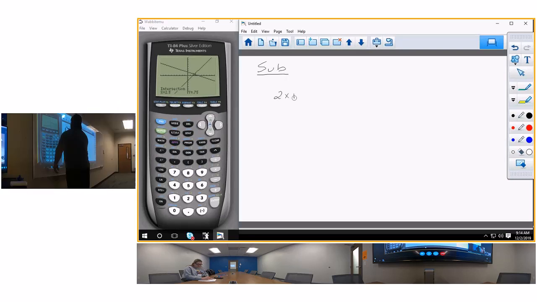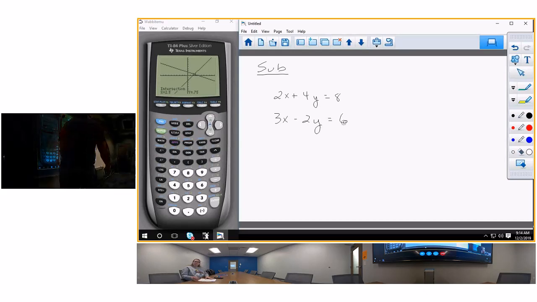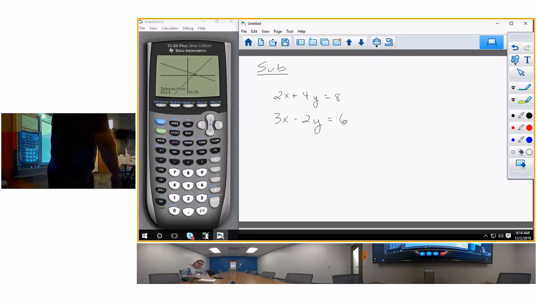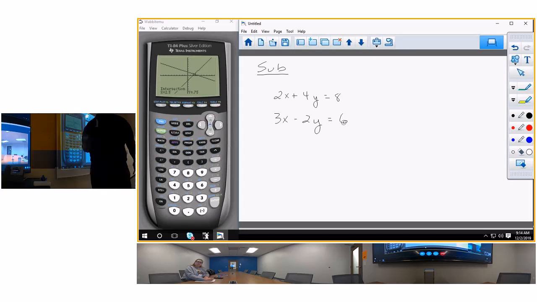2x plus 4y is equal to 8. 3x minus 2y is equal to 6. I have no idea if that's what we just did or not. Is that what we just did? Yes? Exactly. Make sure it's the same one. All right, so I'm going to solve one of them for y. And I don't care which you do, it doesn't matter.